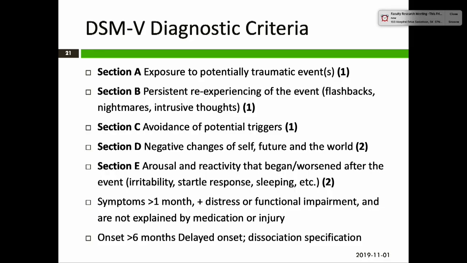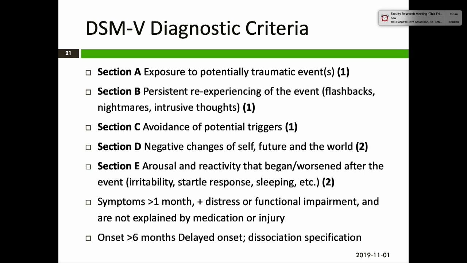So I'm not going to go too much about it, but the only point is section D, the negative change of self, future, and the world, which is not in the ICD-11. Why is that? It's because this is a Beck triangle, which talks about depression, and when we do CBT treatment, it's how our negative perspective of ourselves, our future, and the world changes how we react and where our emotions are. So that's a CBT concept, but it's not specific to PTSD.